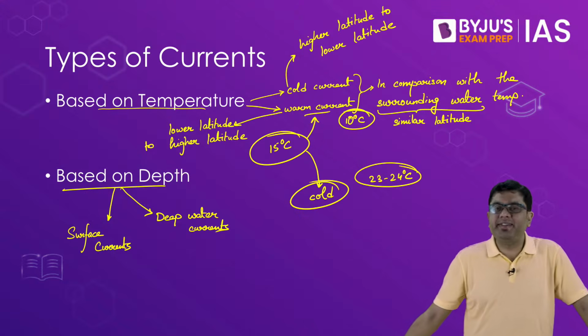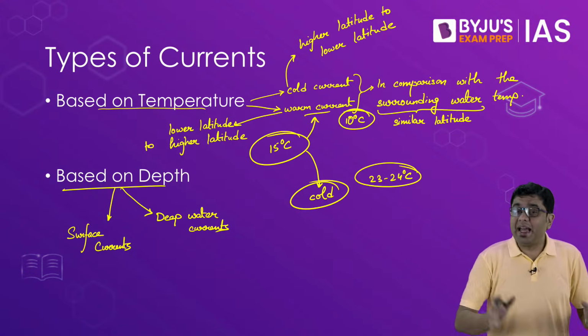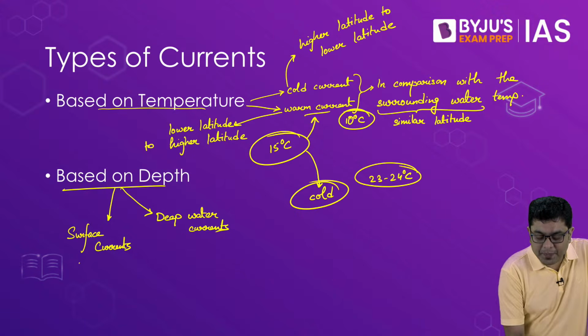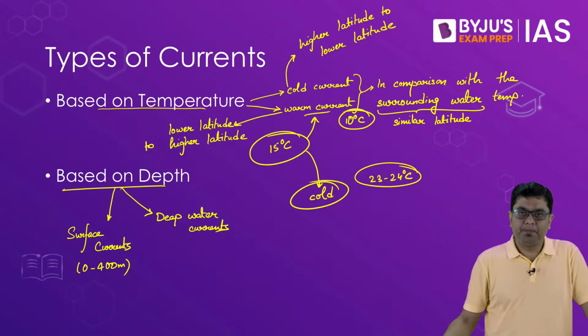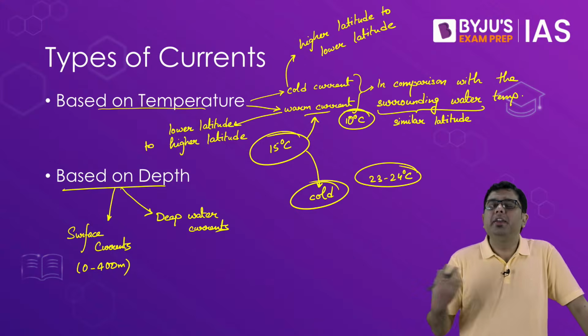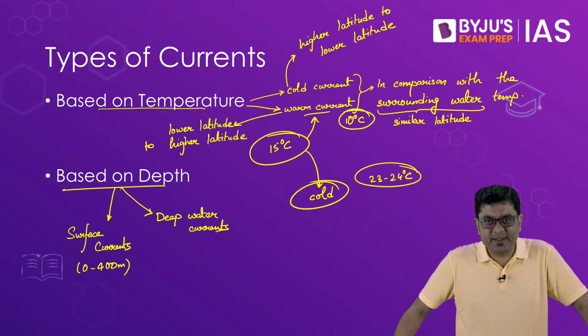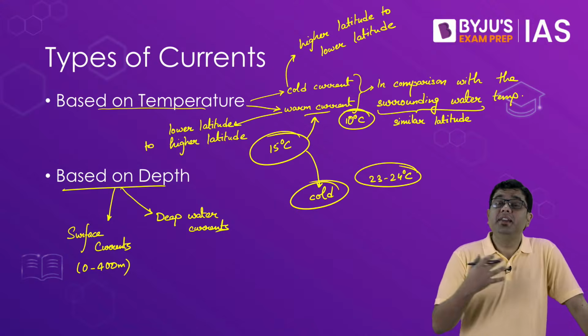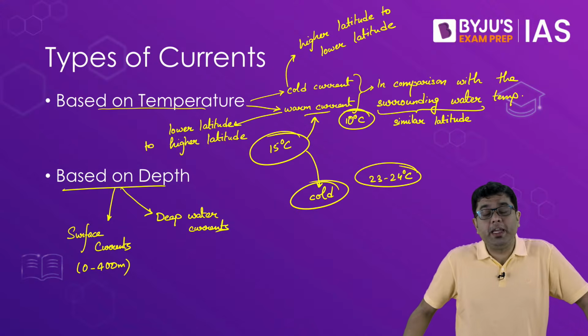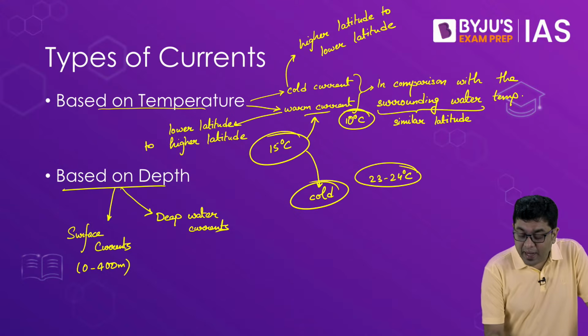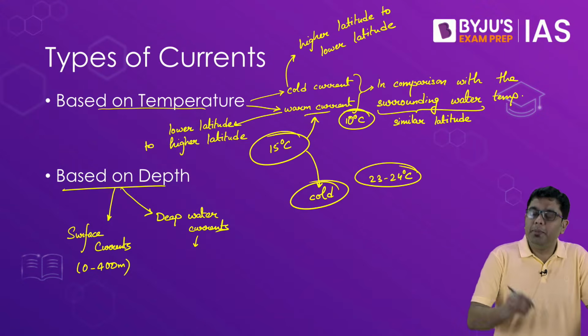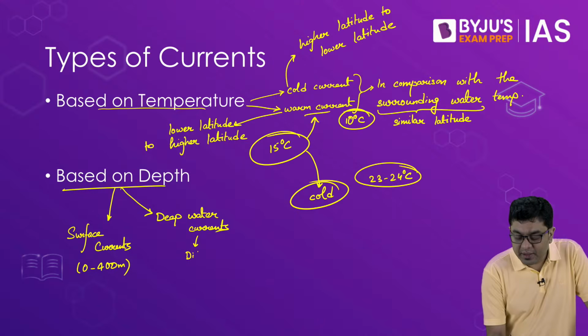Now these surface currents, as the name tells you, are restricted up till a depth of around 400 meters from the sea level. Okay, beyond that you have the deep water currents in existence. These surface currents generally end up moving owing to the influence of the wind pattern, solar heating, thermal expansion, etc. But the deep water currents actually end up moving because of difference in density.